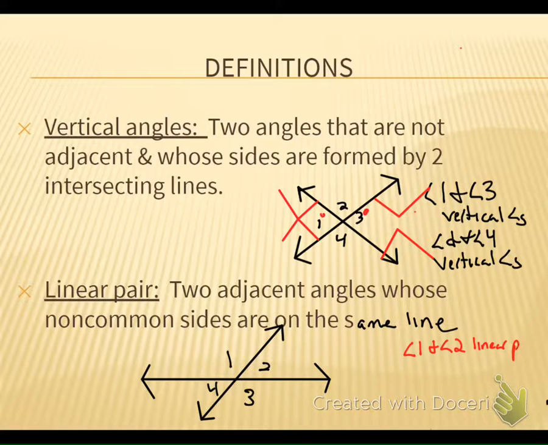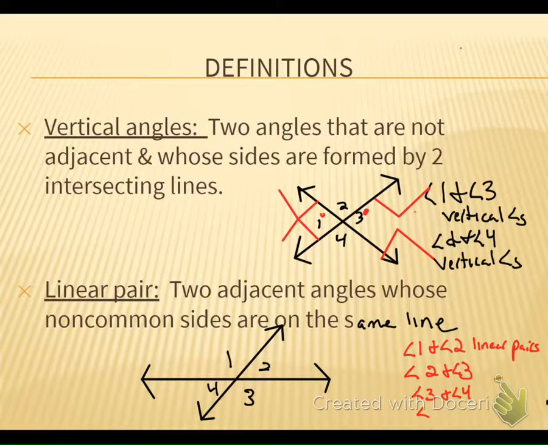Which other ones are linear pairs? We have 3 other options. There are quite a few on this one. So we can also say that 2 and 3 are linear pairs. Non-shared sides lie on the same line. We can say 3 and 4. We can say 4 and 1. All of them are going to be linear pairs. Nice job.